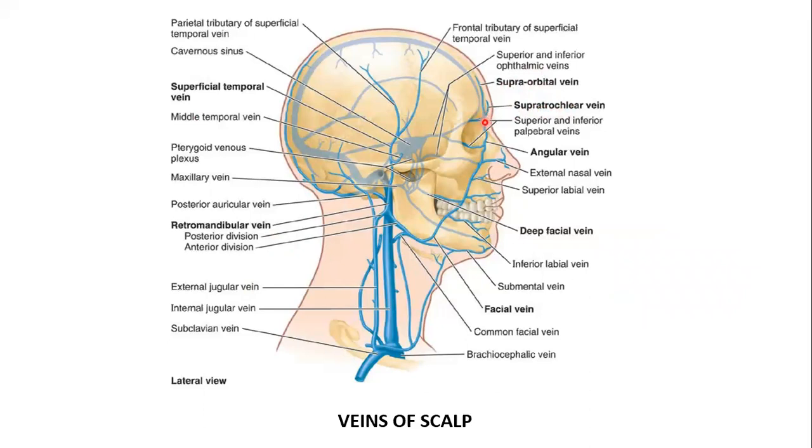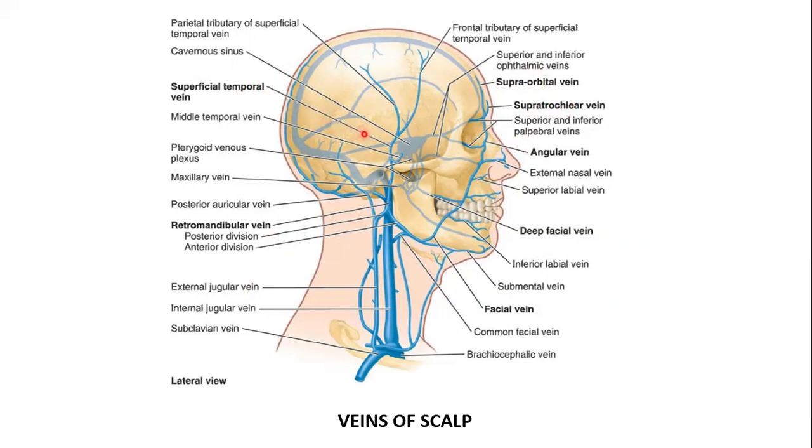These two veins unite here at the angle of the eye orbit, and they form the angular vein. The supraorbital vein and the supratrochlear vein form the angular vein, which descends downwards and continues as the facial vein. The angular vein continues as the facial vein. That is one end. And what is happening on the back side and laterally?